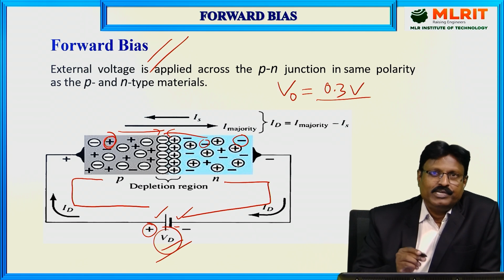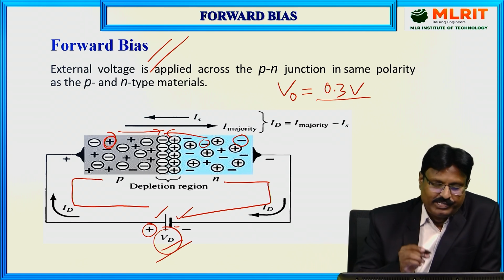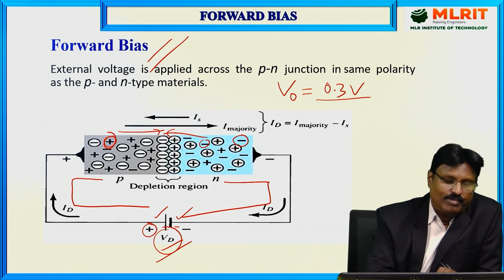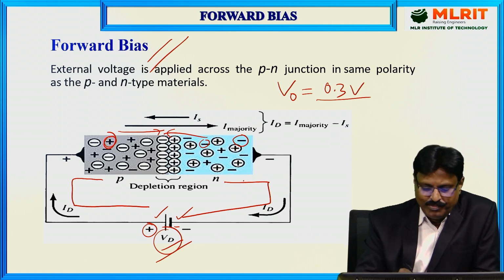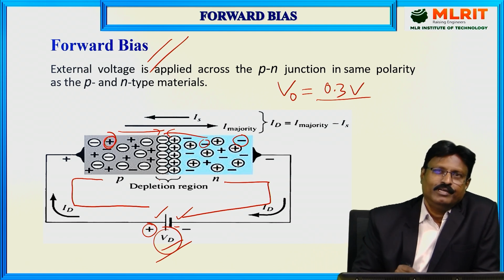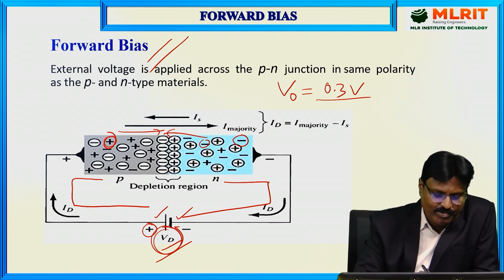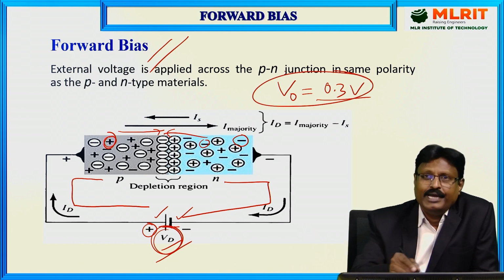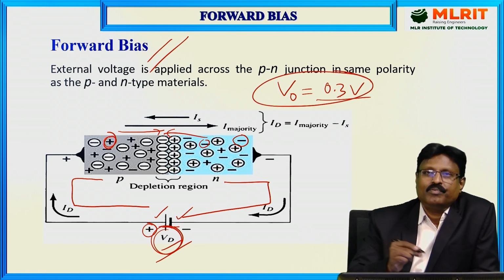Whenever a potential barrier is created, it stops further movement of charges in either direction. That means no hole will move from the p side to the n side, and no electron will move from the n side to the p side. That is due to the formation of the depletion region. So here I am applying a voltage of Vd, and as I said, the barrier potential height is equal to 0.3 volts.